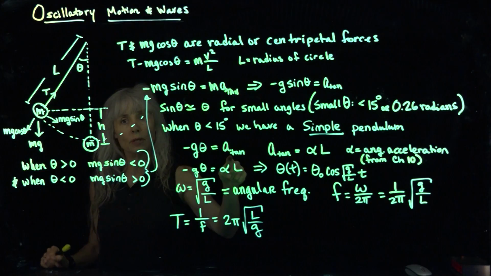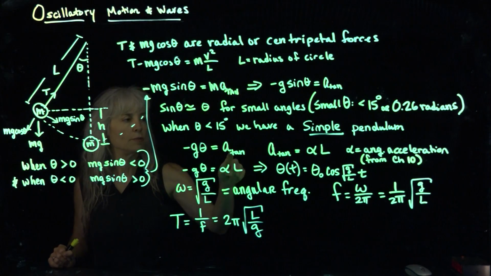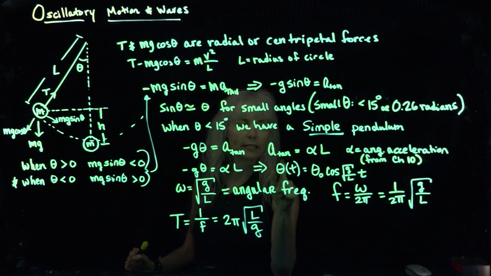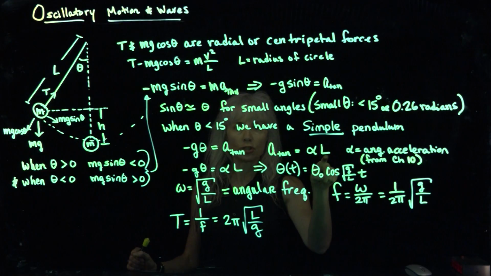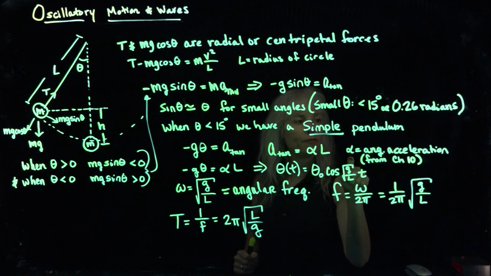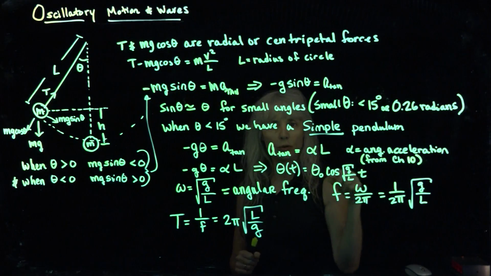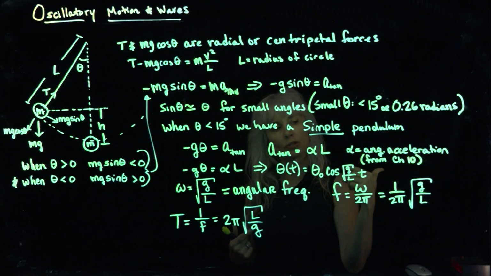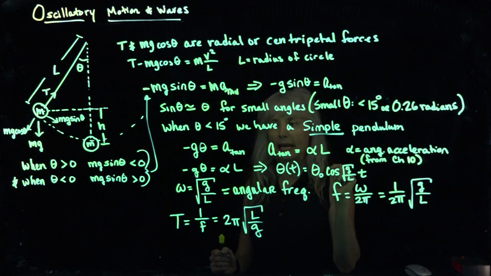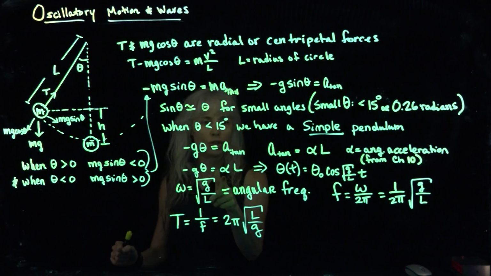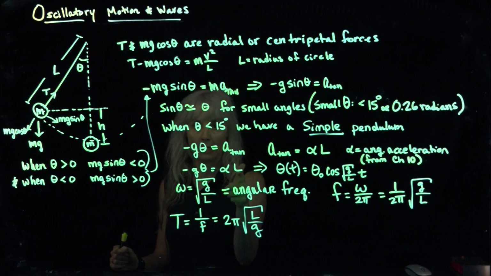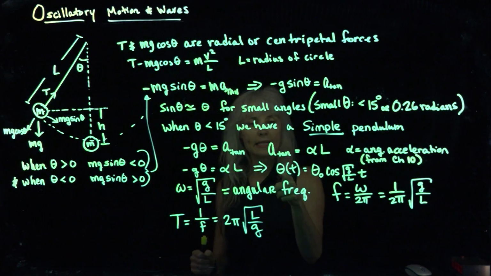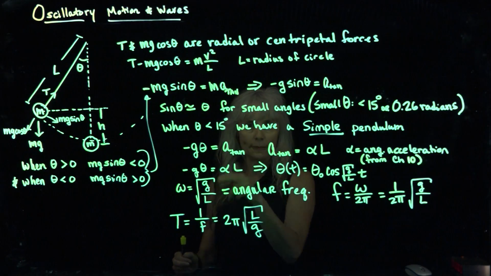Now we're going to use a relationship that we learned back in Chapter 10. The tangential acceleration is equal to the angular acceleration times the radius of the circle. Recall that alpha is angular acceleration, and you can remind yourself by going back and looking in Chapter 10 at what alpha is defined as. And so substituting a tangential as alpha L, we get minus g theta is equal to alpha L.